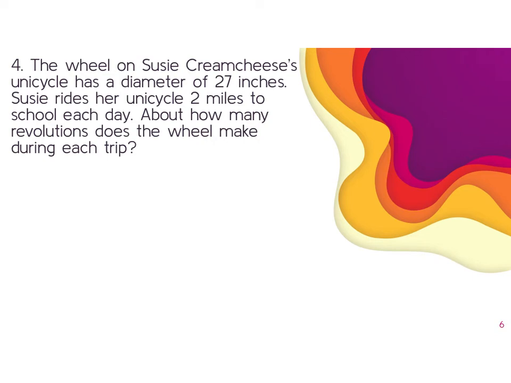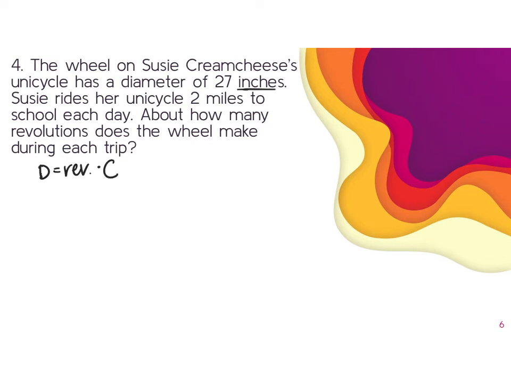Another example, the wheel on Susie Creamcheese's bicycle has a diameter of 27 inches. Susie rides her unicycle 2 miles to school each day. About how many revolutions does the wheel make during each trip? So the distance is going to equal the revolutions times the circumference.